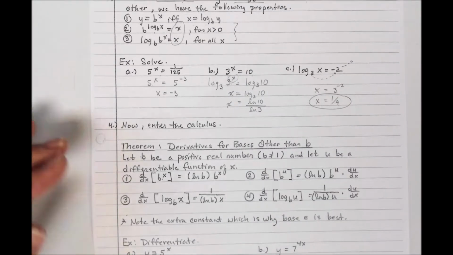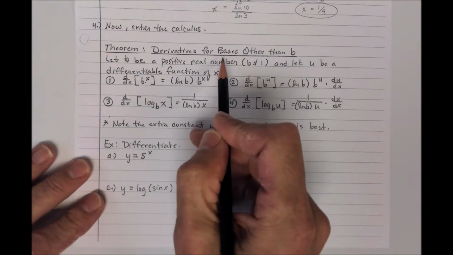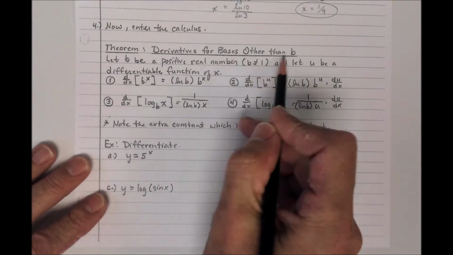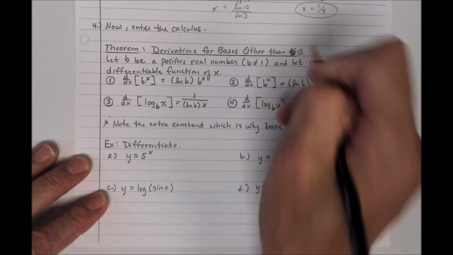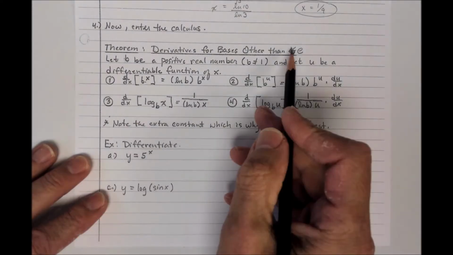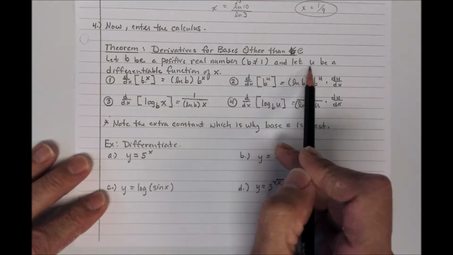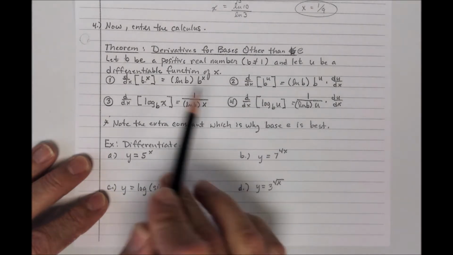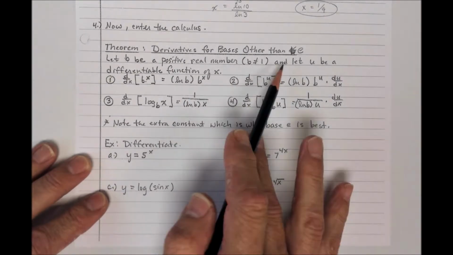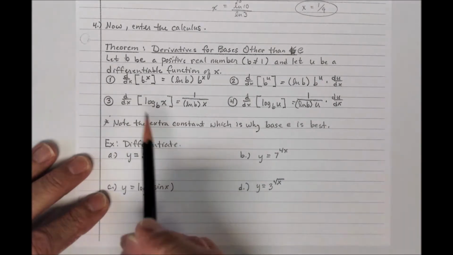Now let's bring into the calculus the following theorem. Derivatives for bases, and this is for exponentials and logarithmic functions, for bases other than e, b being not equal to e. Let b be a positive real number not equal to 1, and let u be a differentiable function of x. As it turns out, this also works for base e, but it's more convenient if you use the formulas that we had in the previous sections.